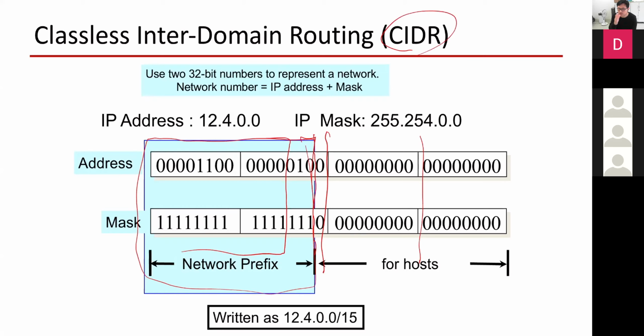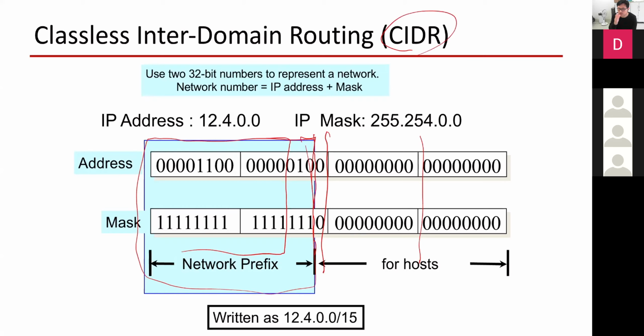So the IP mask is more flexible. I don't need the whole length of it. I just need one more bit, which means double my capacity. I think that is enough for me. That kind of mechanism we call classless, because it violates class-based.